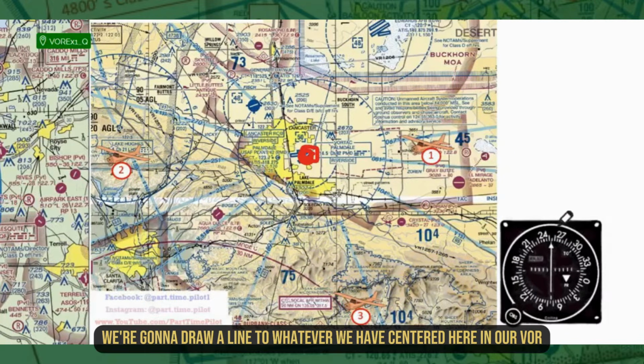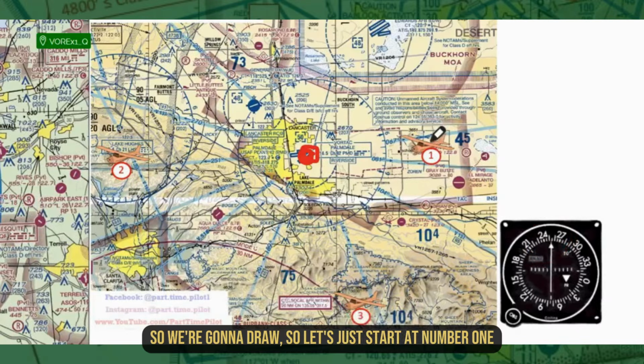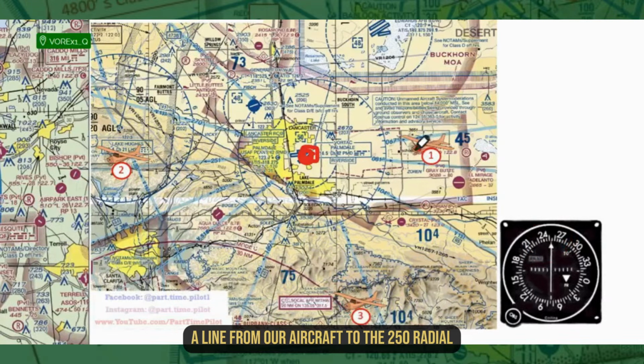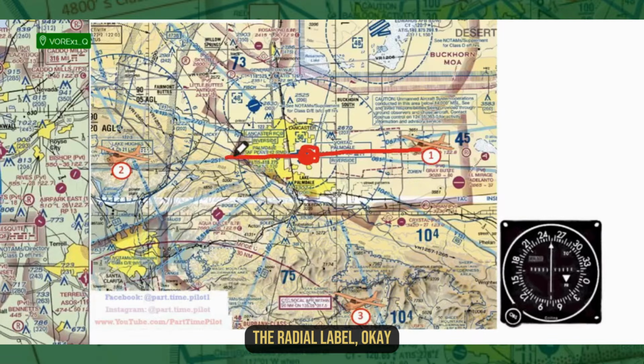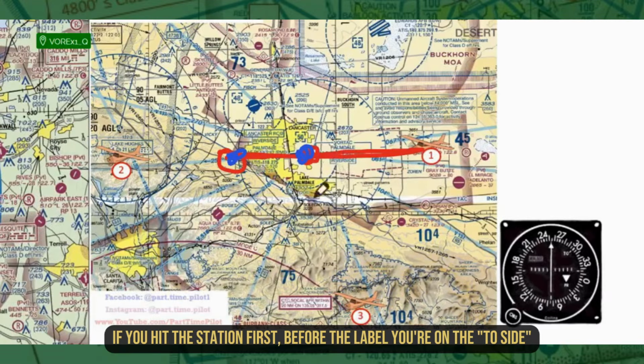Now, what marking are we going to draw the line to? Whatever we have centered in our VOR. Right here we have 250. So let's start at number 1: a line from our aircraft to the 250 radial label. The 250 label is over here. So we draw a line from the aircraft to the label. If it hits the label before the station center, you're on the from side. If you hit the station first before the label, you're on the to side.